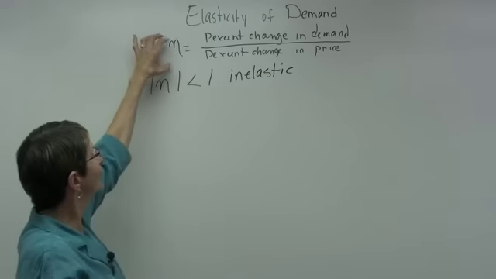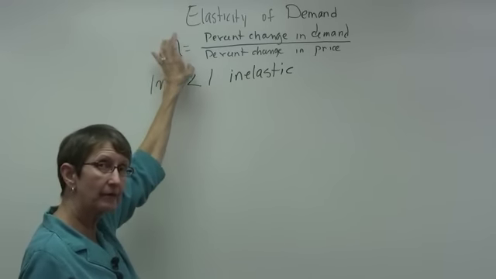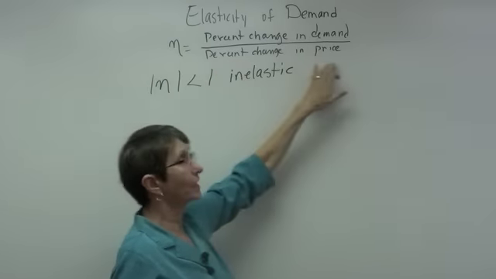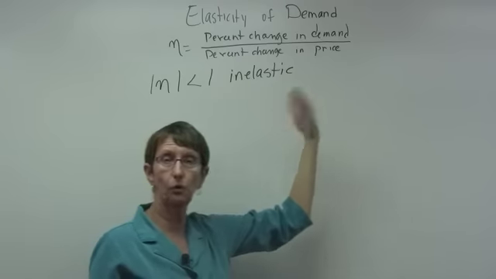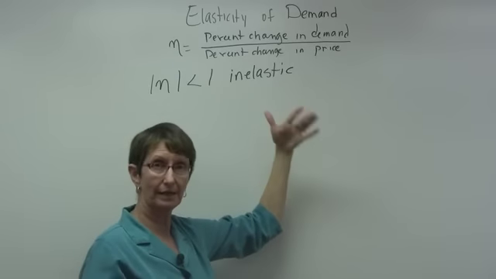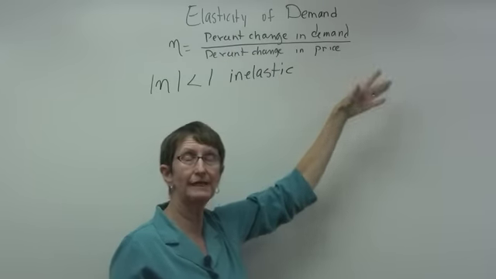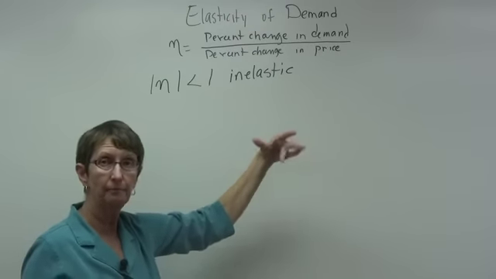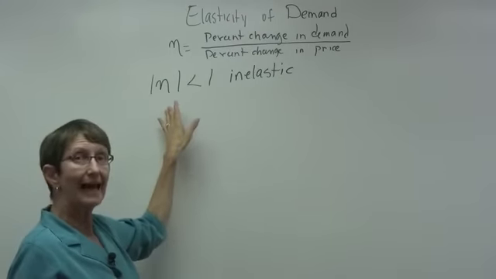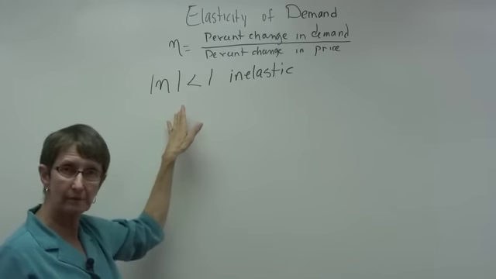Now, elasticity itself is always a negative number. Percent change in price we usually talk about as a 1% increase. And when prices go up, demand goes down. So that would lead to a negative numerator and gives us a negative value for eta. That's why in math, we work with the absolute values.